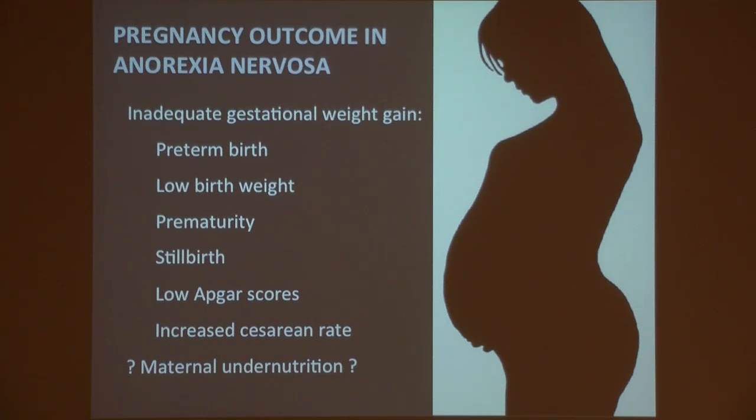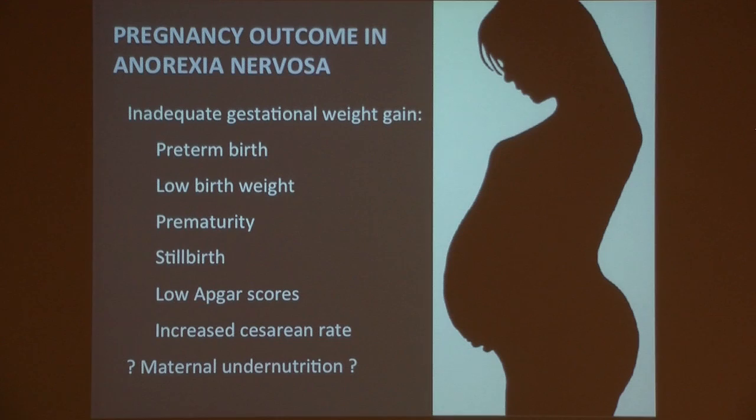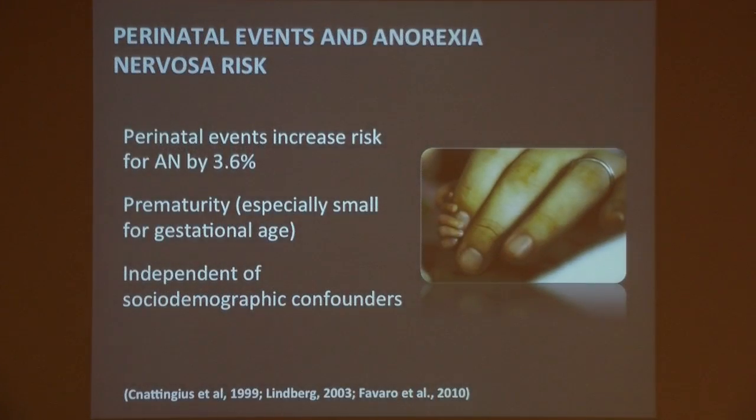But in the clinic, it really is an issue. So they were right. And in anorexia nervosa, we know from clinic studies and from case series that you do see inadequate weight gain. You see preterm birth, low birth weight babies, prematurity, increased risk for stillbirth, lower APGAR scores, and an increased cesarean rate. All of these are consistent with maternal undernutrition, but very few of those case series actually documented undernutrition in the moms during pregnancy. We also know that perinatal events increase risk for anorexia nervosa by 3.6%, especially prematurity and being small for gestational age, and that these findings are independent of sociodemographic confounders.